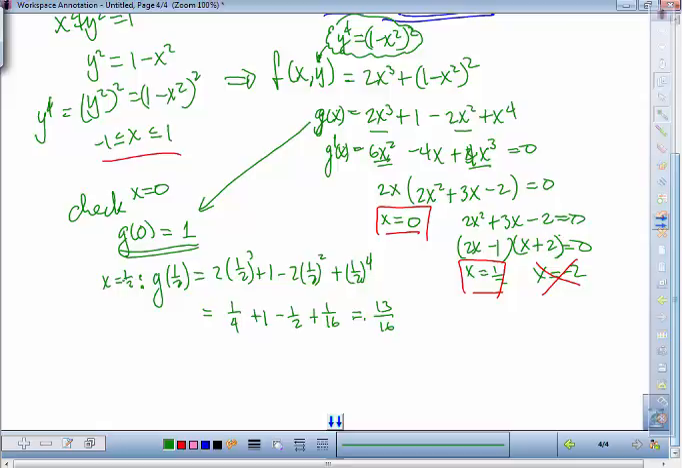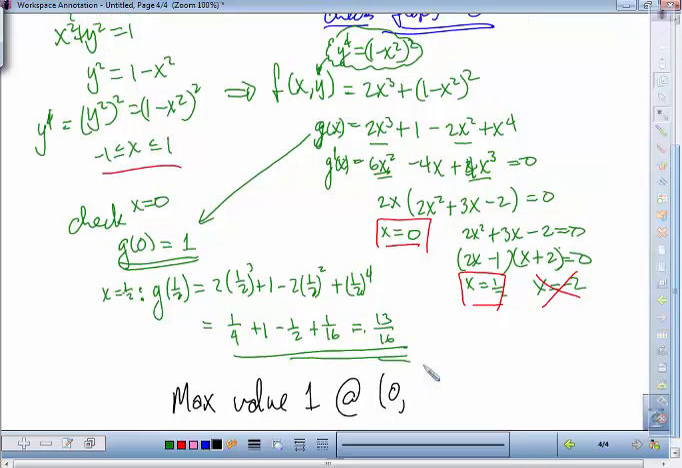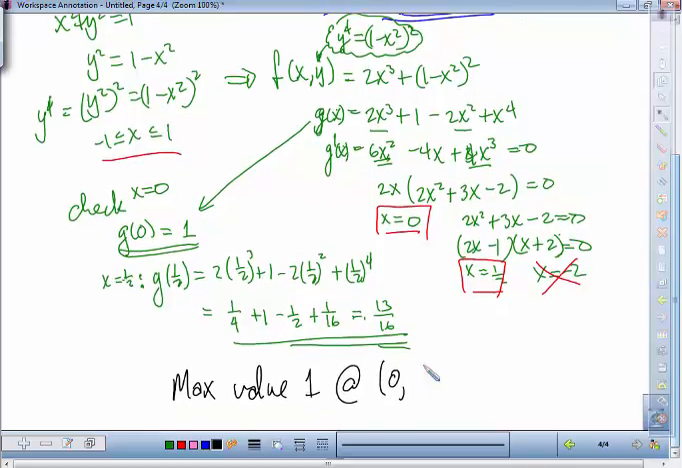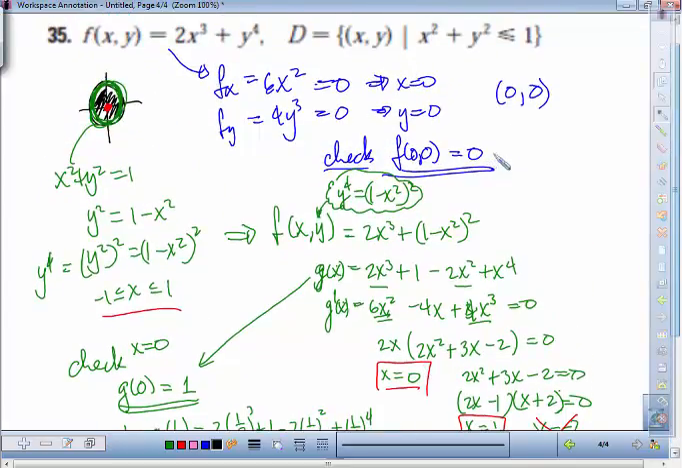So I think we have a maximum value of 1, and it happens at x is equal to 0. Oh, what's the y value? We didn't really find the y value. Can you guess what the y value is? Well, 0, 0 is a different point that we checked earlier. 1.